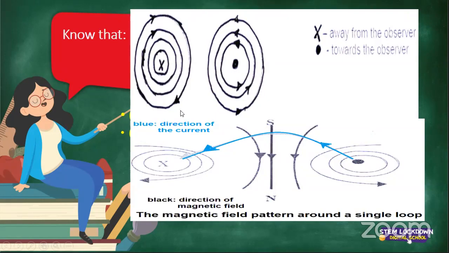Now, if you have a right hand, in this one it is going away, so the field will be moving anti-clockwise. But if it is moving towards you, then you will point your thumb towards you, and your curled fingers will show the direction of the magnetic field.